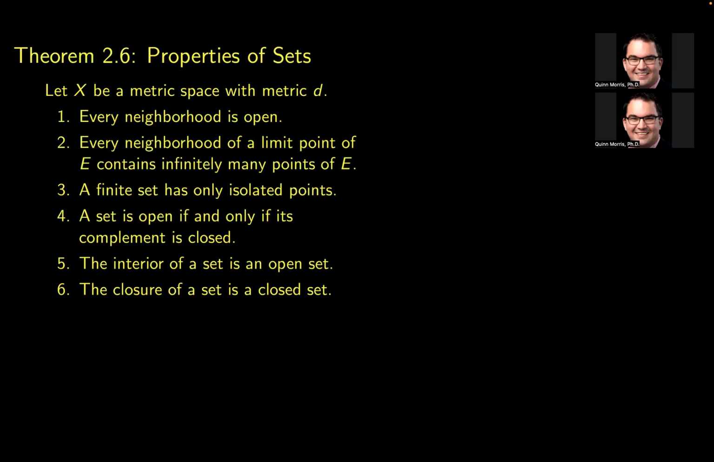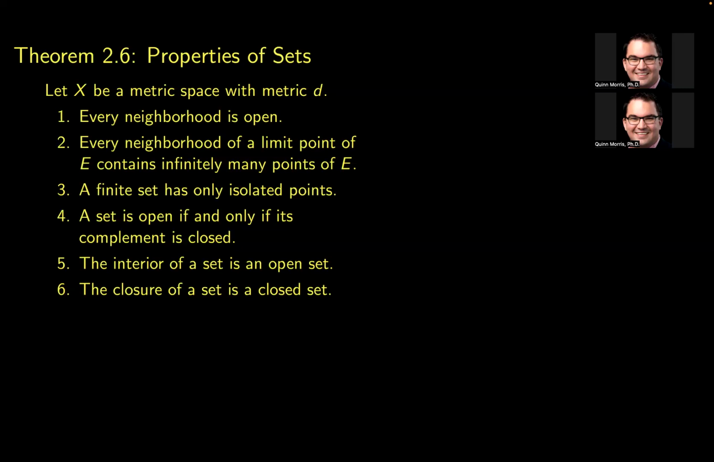The same with the closure of a set. The closure of a set is the set unioned with all of its accumulation points. And a closed set is a set that contains all of its accumulation points. Well, in constructing the closure of the set, you added in all the accumulation points. So of course they're there, and of course it's a closed set. So five and six are really just looking at the definition in a very straightforward way. The other four, however, take some work.